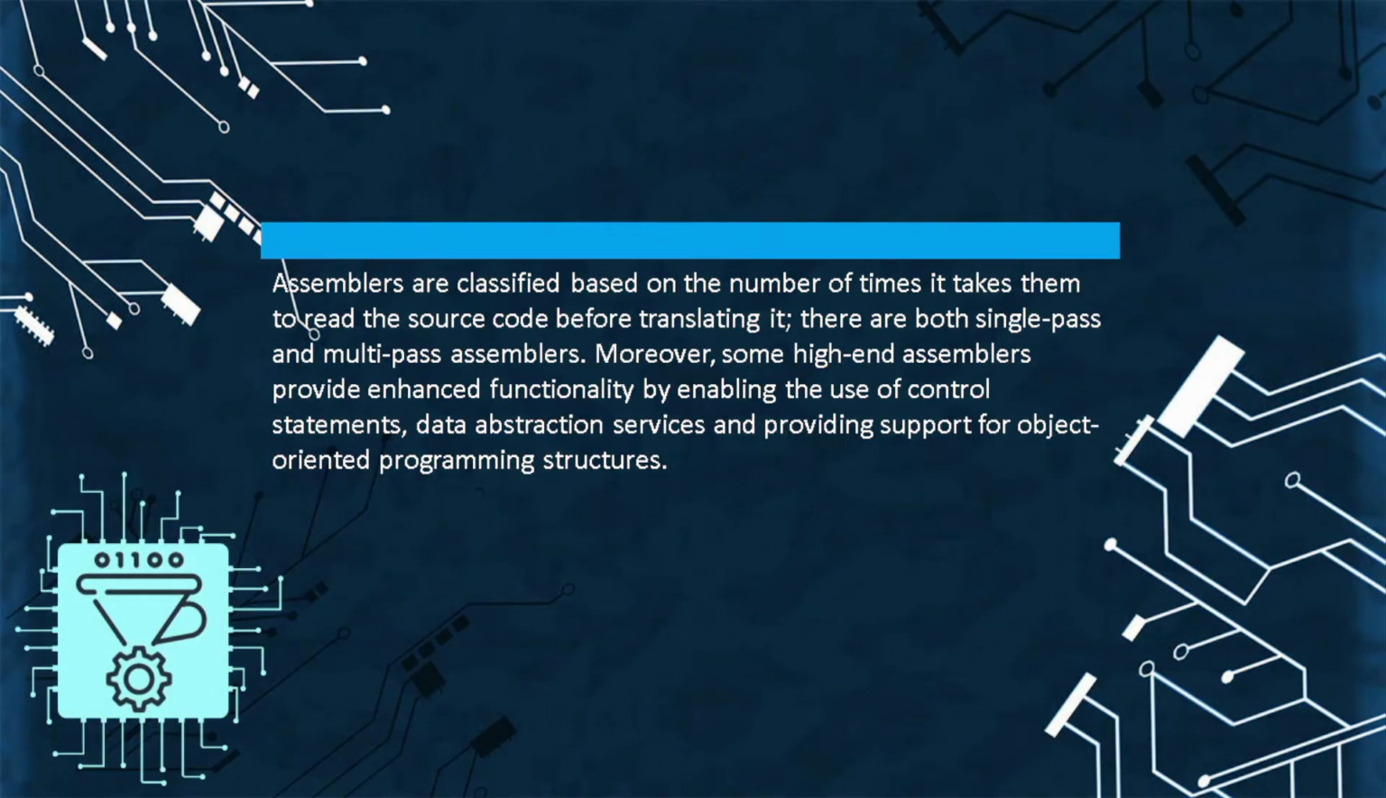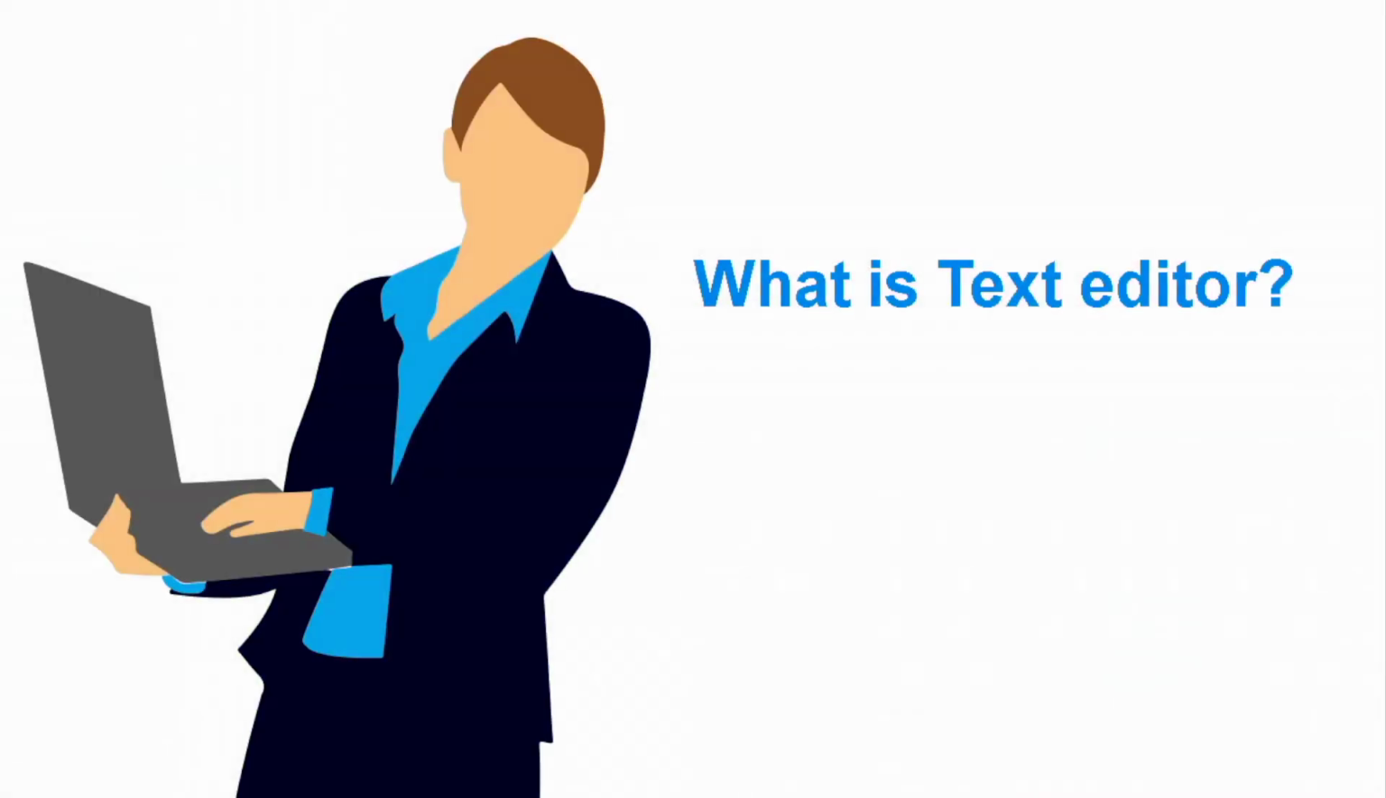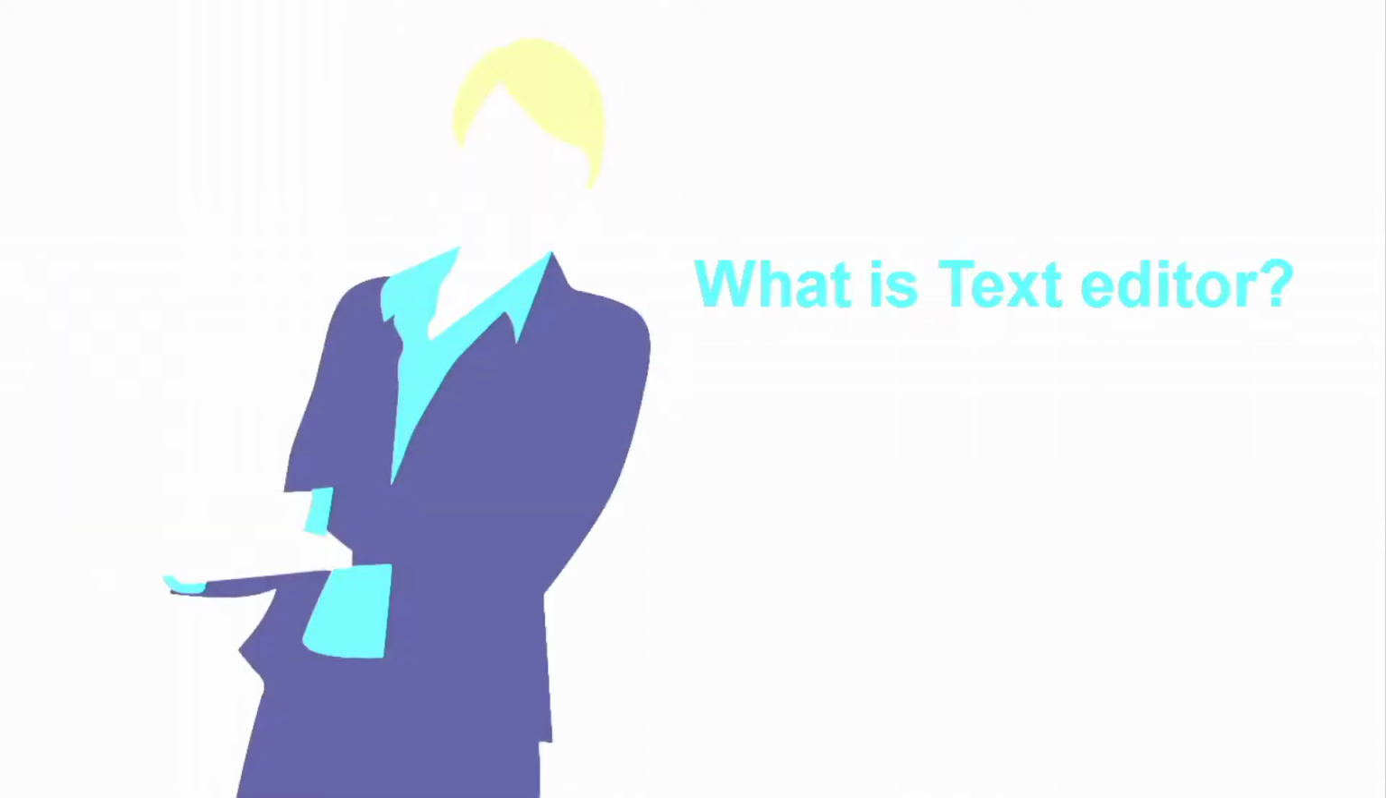Assemblers are classified based on the number of times it takes them to read the source code before translating it. There are both single-pass and multi-pass assemblers. Moreover, some high-end assemblers provide enhanced functionality by enabling the use of control statements, data abstraction services, and support for object-oriented programming structures.